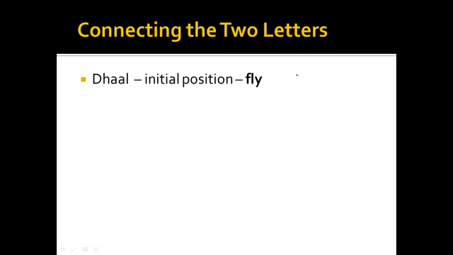So the word that we want to write is this word, dhubab, which means fly. So let's just recap our different positions. 1 and 2 look like this, and 3 and 4 look like this. Okay, and if we write a Damma on top, it's going to look like that. Write a Damma on top, it'll look like that.